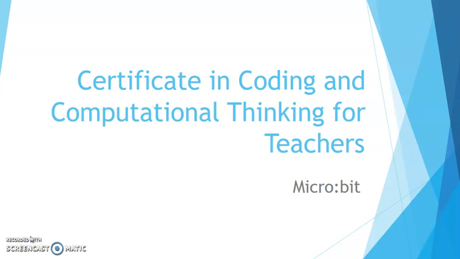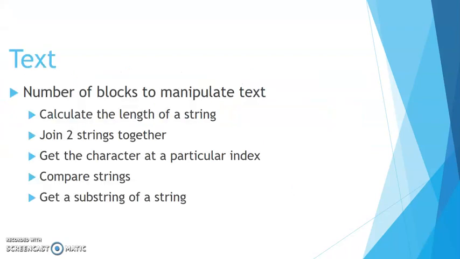So today we're going to look at some text blocks in Microbit, and we're going to look at things like calculating the length of a string, joining two strings together. We'll get the character at a particular index of a string. We will compare two strings, or have a look at comparing two strings and getting a substring of a string.